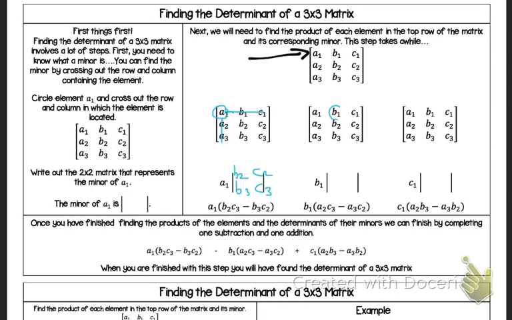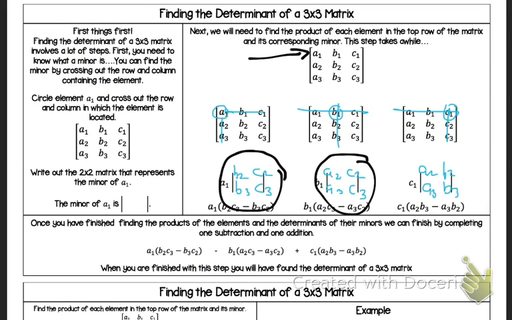Then we look at B1, cross those out. So we get A2, C2, A3, C3. And then C1, so we cross out these guys. We get A2, B2, A3, B3. Okay, so then what we do is we find the determinant of each of these 2 by 2 matrices, so the 2 by 2 minors now.